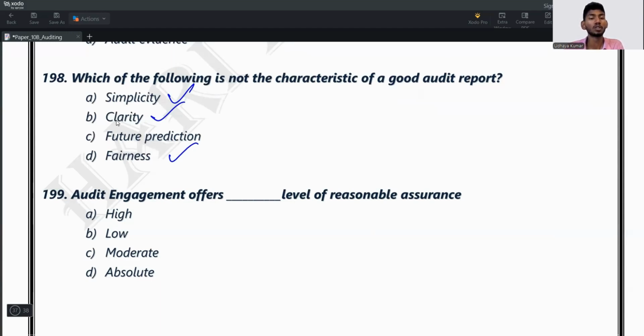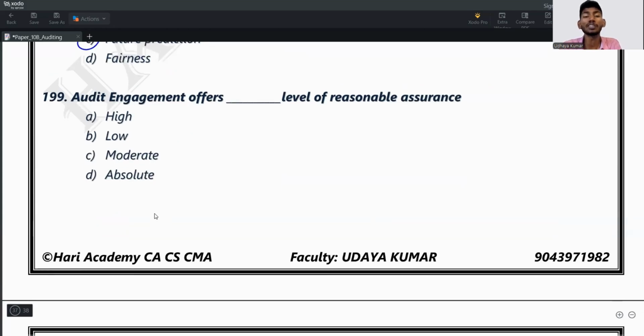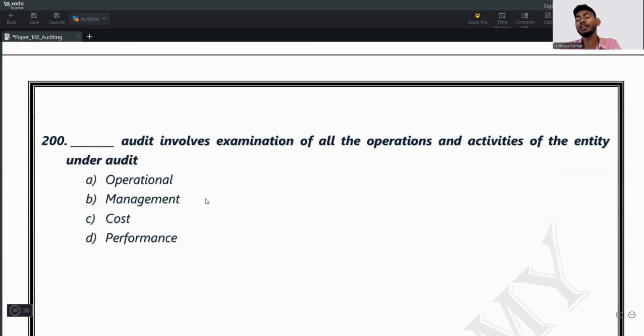Okay. So moving to question number 199. Audit engagement offers dash level of reasonable assurance. High level of assurance. Okay. Then moving to question number 200, the final one of our double-ended MCQ series. Okay. Dash audit involves examination of all the operations and activities of the entity under audit.